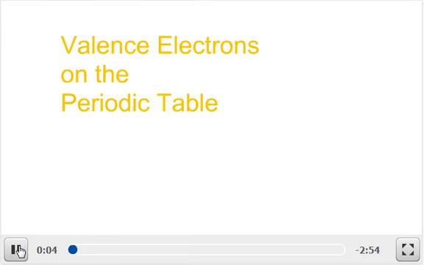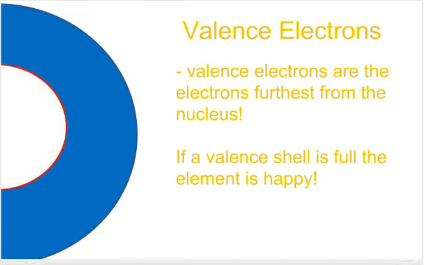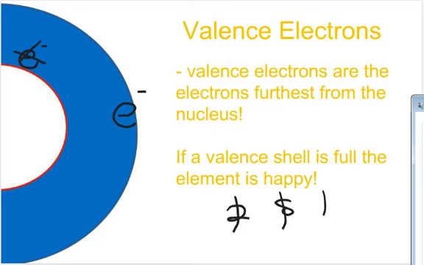Electrons on the periodic table. Always remember, valence electrons are the electrons furthest from the nucleus. They're not the ones close to it, they're the ones farthest away. If a valence electron shell is full, the element is happy. Remember, the 2, 8, and 18 determines if the shell is full.